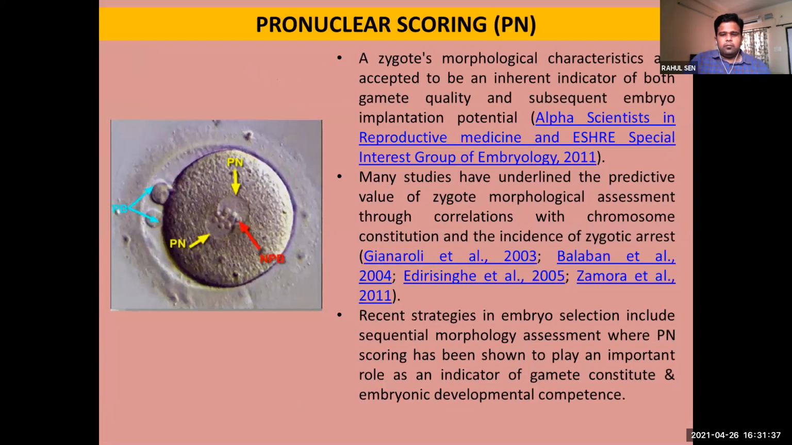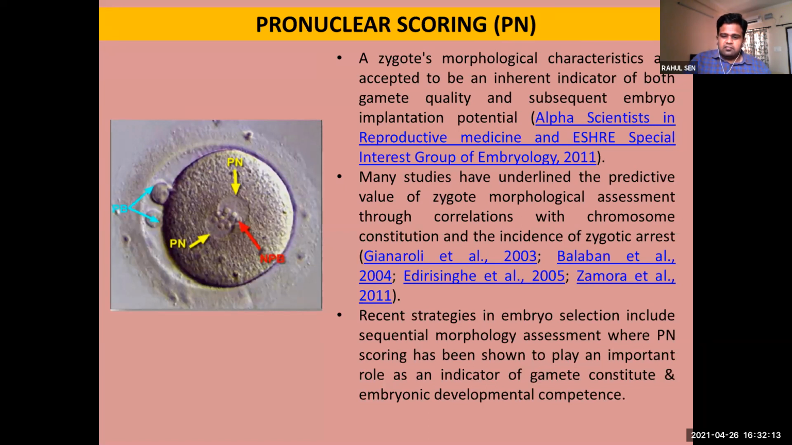So pronuclear scoring has clinical significance, as a zygote's morphology characteristics are expected to be an inherent indicator for both gamete quality as well as subsequent embryonic growth and implantation potential. Many studies have already underlined the predictive value of zygote morphology assessment through correlations with chromosomal constitution and the incidences of zygotic arrest.